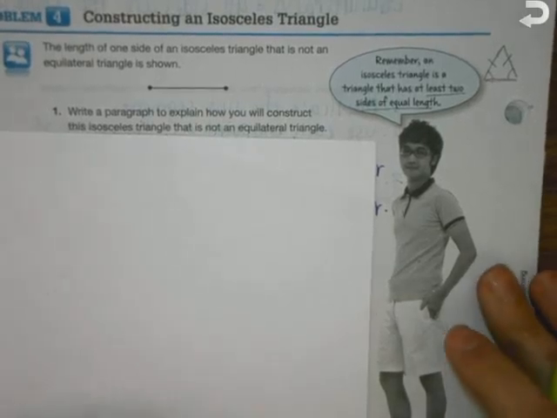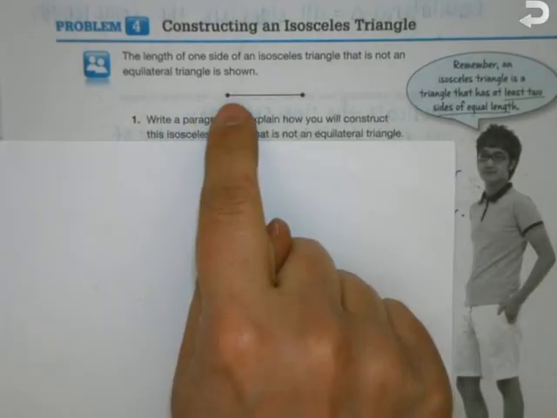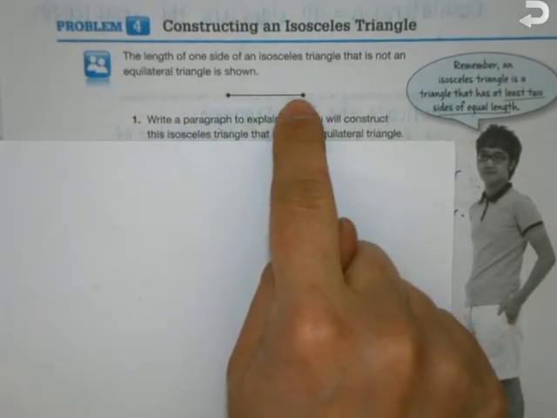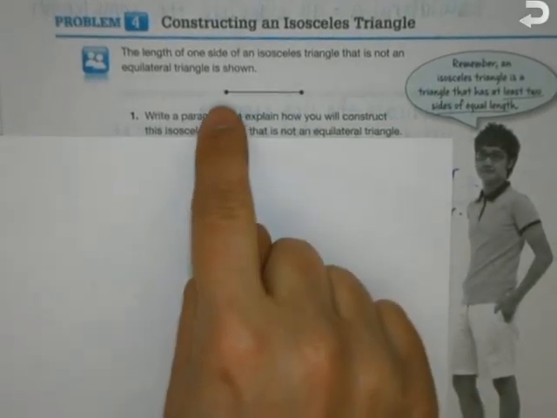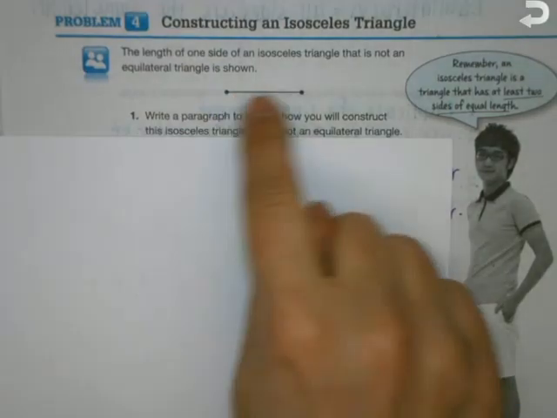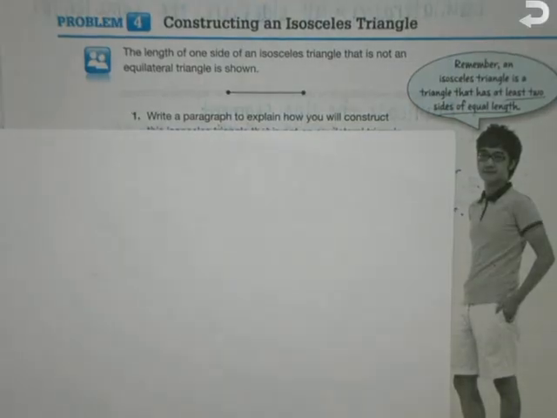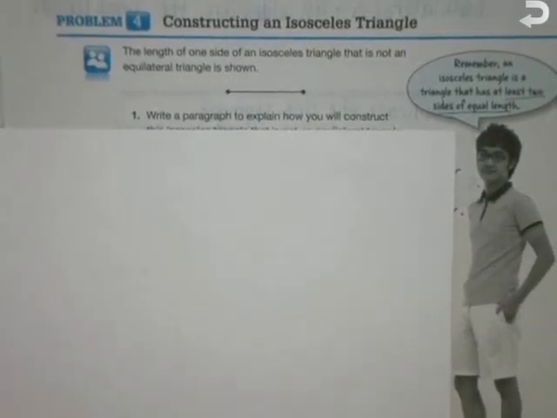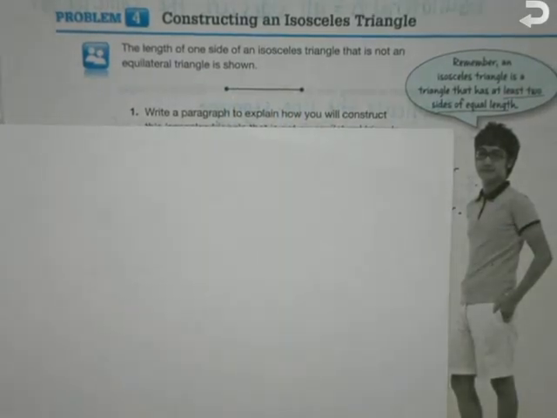Okay, so what you will be given is the length of one side of a triangle, and you're going to need to construct an isosceles triangle using just this side. So you're going to use this side as your base, and then construct a perpendicular bisector so that we can make two other sides of equal length. The side that's given is always going to be your base, so we're only going to have to duplicate it once.